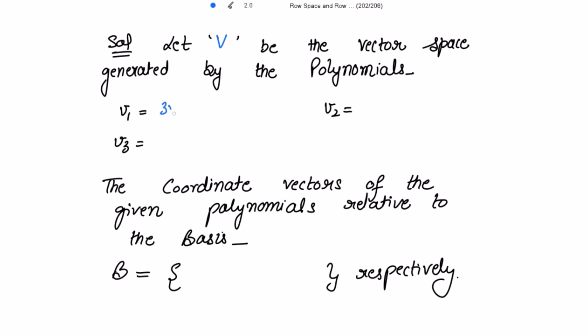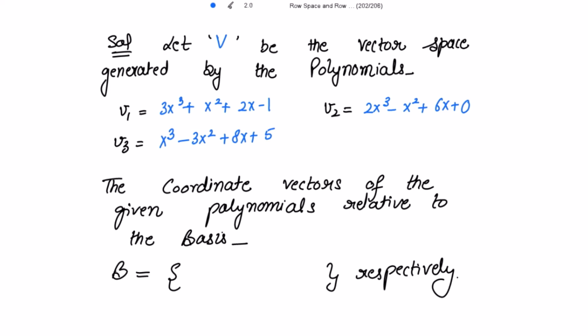So V1 is 3x cubed plus x squared plus 2x minus 1. And V2 is 2x cubed minus x squared plus 6x. I'm not having the constant over here, so I can write the constant as 0. And then V3 is x cubed minus 3x squared plus 8x plus 5. What is the degree of the polynomials? It is 3, right? So now to write the coordinate vectors of these given polynomials relative to the bases.